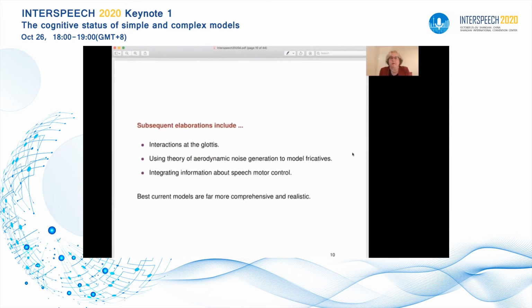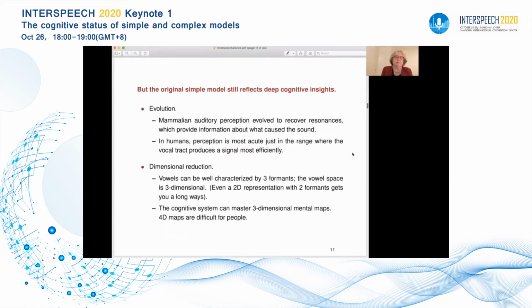Now, there's been a lot of really important and impressive work after this acoustic theory of speech production, and some elaborations include a modeling of interactions of the glottis, using the theory of aerodynamic noise generation to model fricatives, and also integrating information about speech motor control. So the best current models are far more comprehensive and realistic than the original theory. But I think the original theory still reflects some deep cognitive insights.